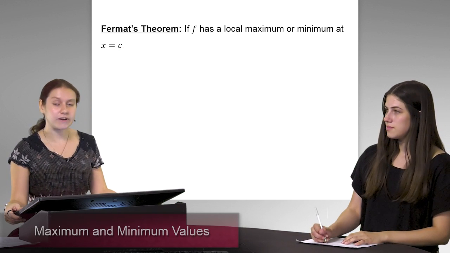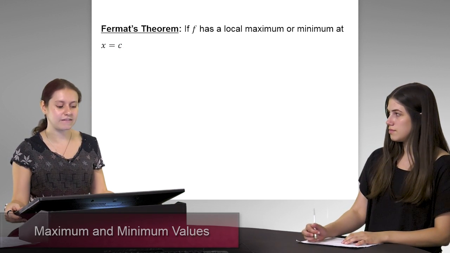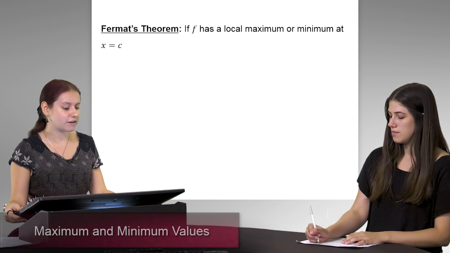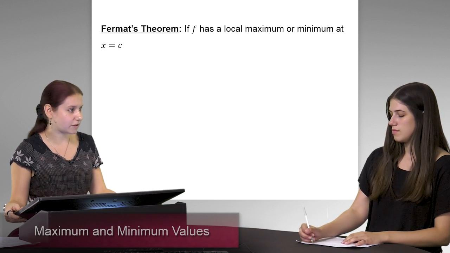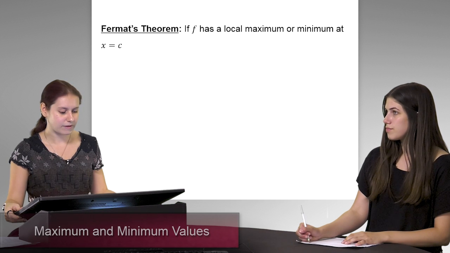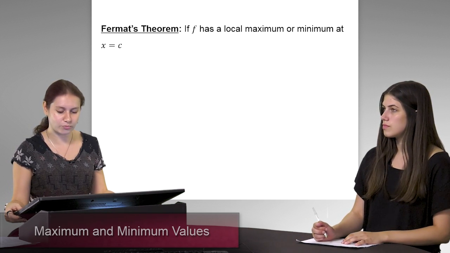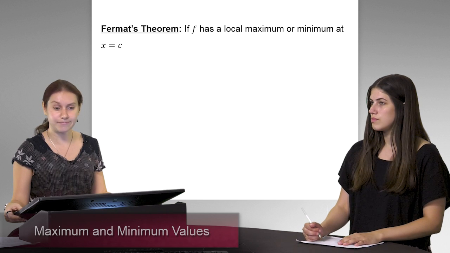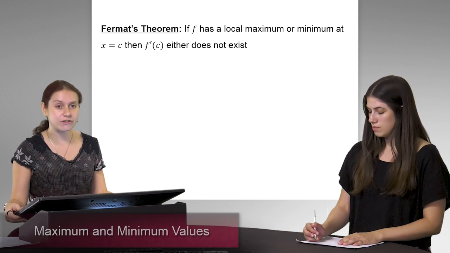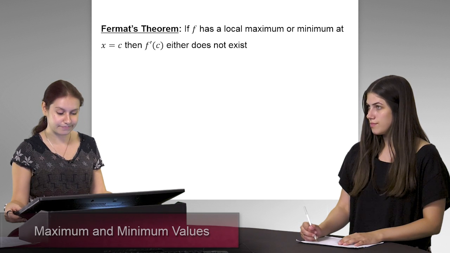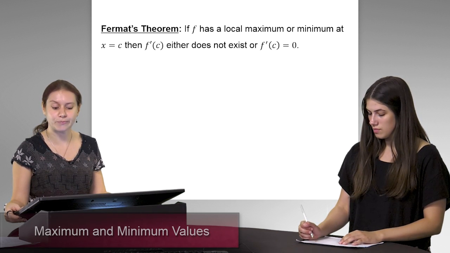Let's introduce a very important theorem, Fermat's theorem. Fermat's theorem will help us to identify those points where we can find local maximum, local minimum. The theorem says if f has a local maximum or minimum at x equals c, then the derivative of the function at that point either does not exist or is 0.